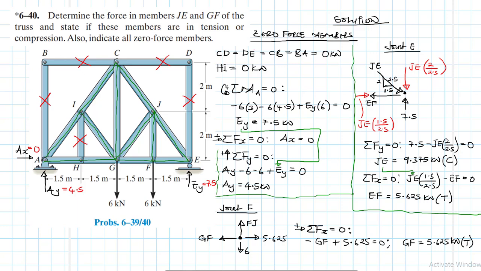Okay, I guess we are done. Let's now try to label our solutions. Okay, we mark them. So we have the first one, which is this one here, JE. And then we have another one there, which is GF. Alright, I guess we are done. And then we have the zero force members there that we started with.